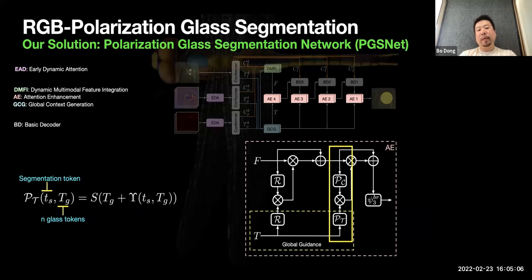Similar here, because we are targeting the segmentation task, that's why we just add a segmentation token here. So in that case, we can leverage cross-domain attention to enhance the glass tokens with the segmentation token. So that's basically the idea on the global guidance side, how to leverage the global feature provided by the transformer-based architecture.